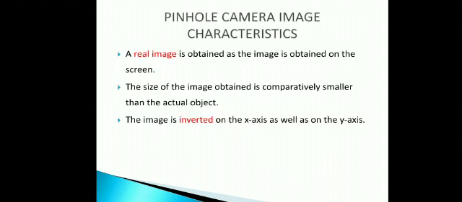So, the pinhole camera image characteristics. How will the image be? The image will be real, inverted and diminished. So, what is meant by real image? Real image means the image which is obtained on the screen. That is called a real image. And diminished means smaller. That means the size of the image obtained is smaller than the actual object. Inverted, I already said, is upside down on both the x-axis and also the y-axis.